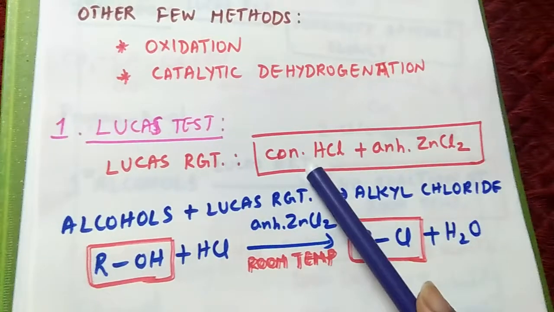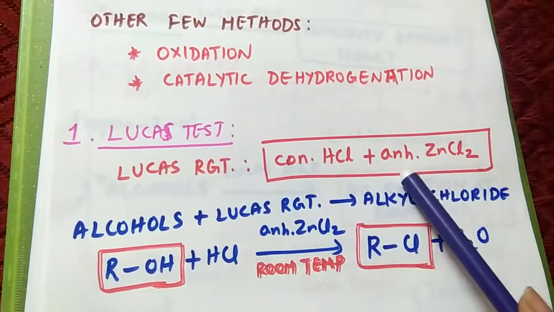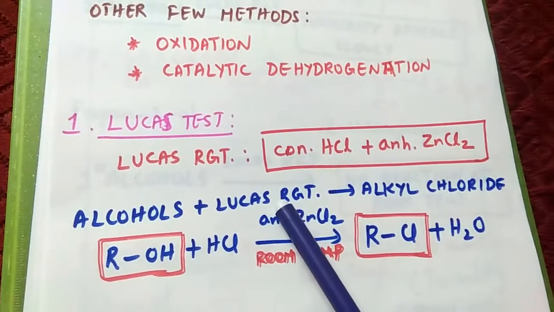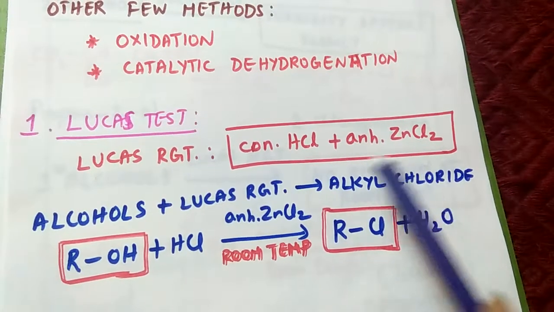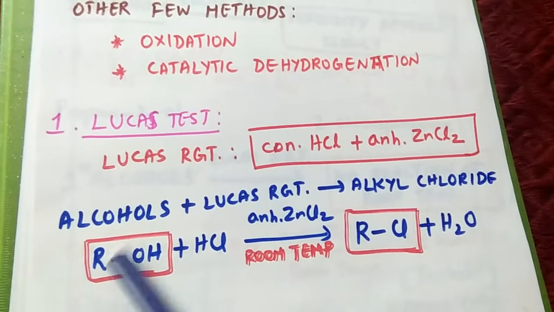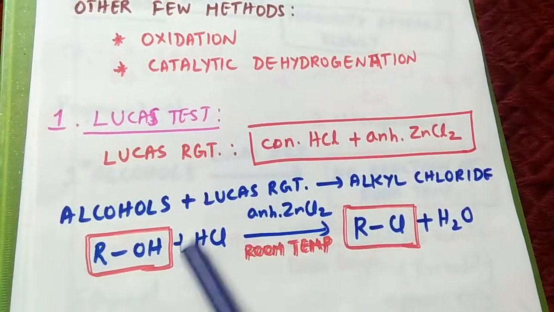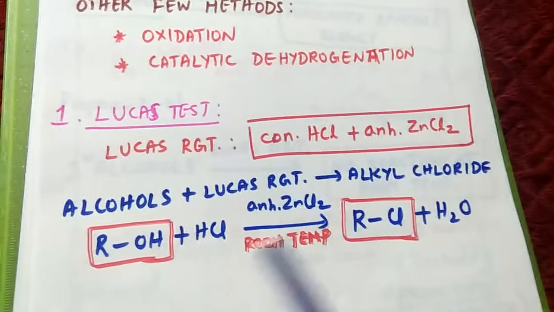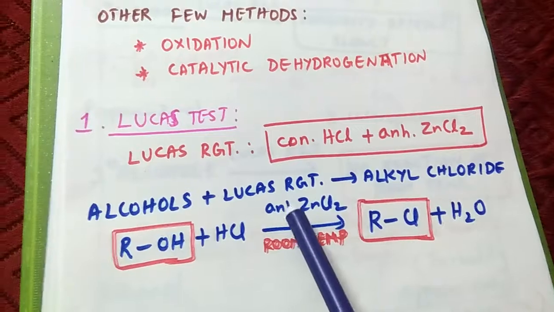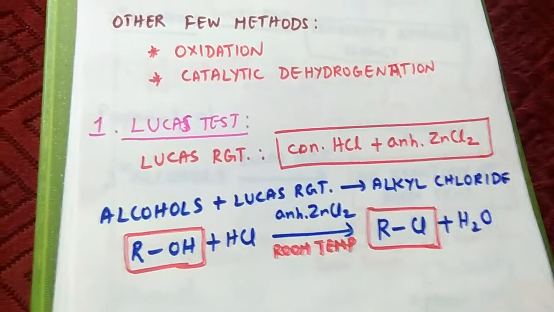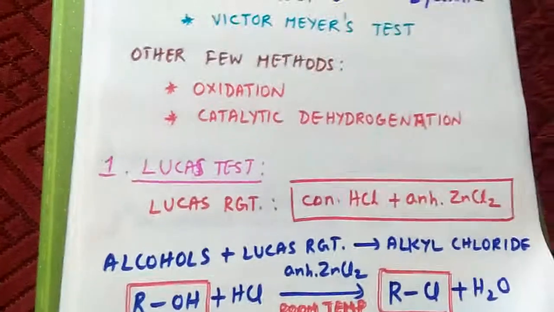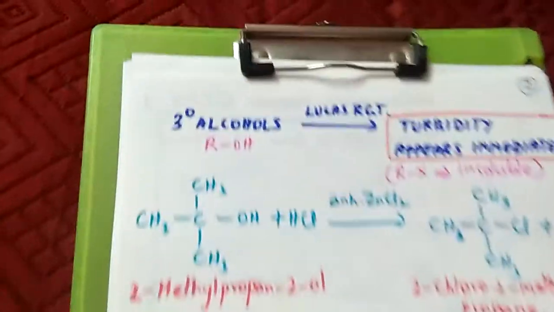The Lucas reagent, as I already told you, is concentrated HCl and anhydrous zinc chloride. Alcohols generally react with Lucas reagent to form alkyl chloride. HCl reacts with alcohol, H and OH form water, and the OH is substituted by Cl minus. This is how the reaction takes place. The water is absorbed by anhydrous zinc chloride, so it is also used in this reaction. The actual halogenating agent is concentrated hydrochloric acid.